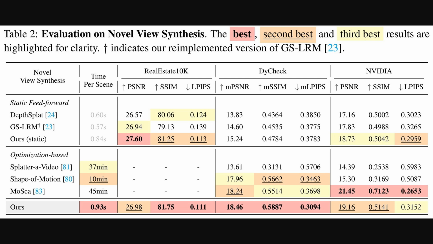Moving on to the results, this table evaluates how well the model performs on novel view synthesis, which is generating new viewpoints of a scene. It compares against other fast, feed-forward models and slower, optimization-based ones. The metrics here are PSNR and SSIM, which measure image quality, higher is better, and LPIPS, a perceptual score where lower is better. The standout result is the speed, 0.93 seconds per scene versus tens of minutes for other methods. And for that incredible speed, it achieves top-tier performance on both static and dynamic datasets.